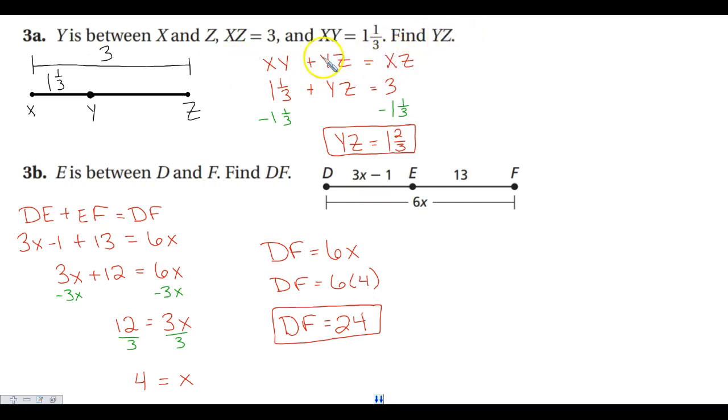Again, you should have written your segment addition postulate. If you did not write this out in letters, go back and write it down right now. Okay? Plug in what you know. You subtract 1 1/3 from both sides. Then we get YZ is 1 2/3.